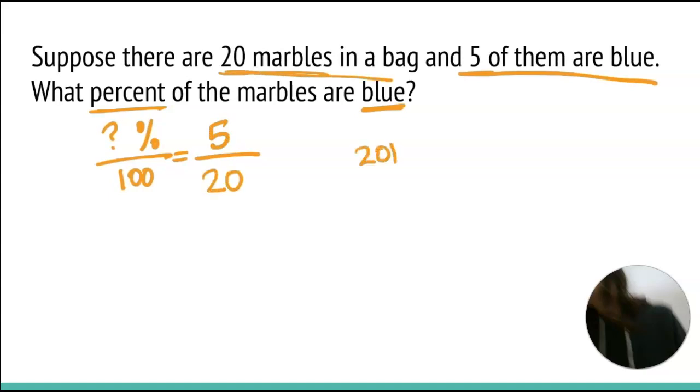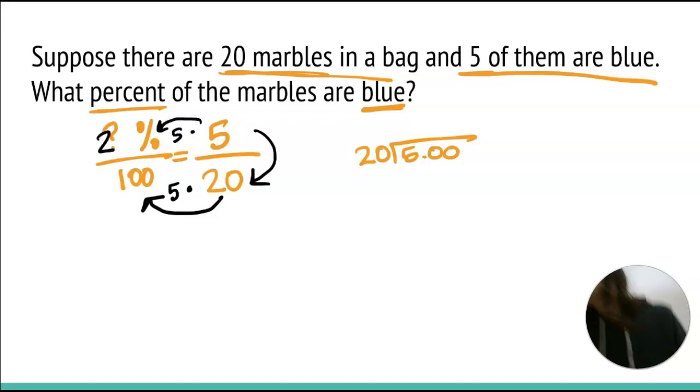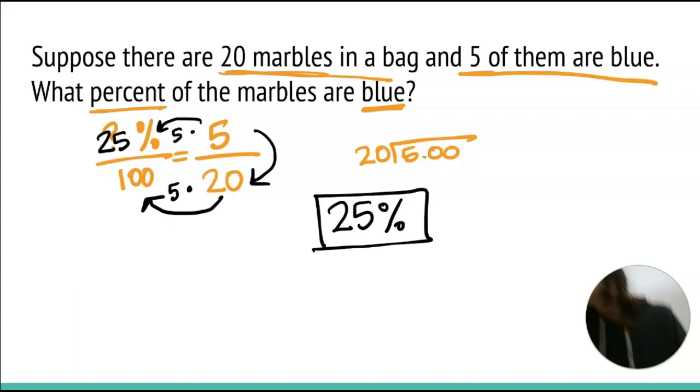Which one do I want to go with? I'm going to go with this one. I'm going to go with the times by 5 relationship to get here. So I get 25. Would it make sense? 25% of the marbles are blue. I like that.